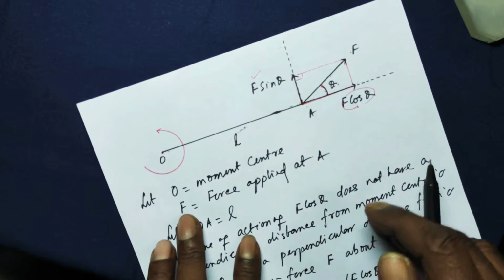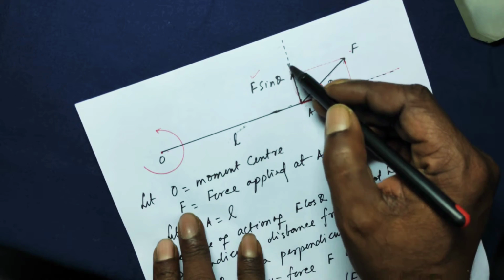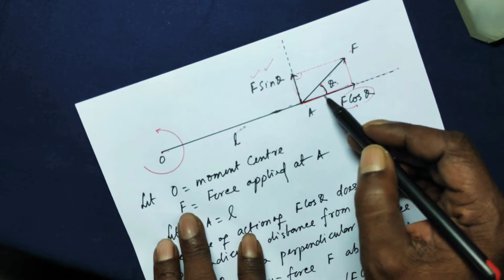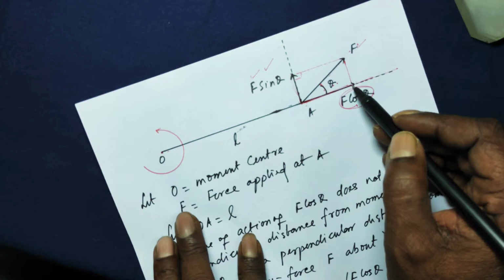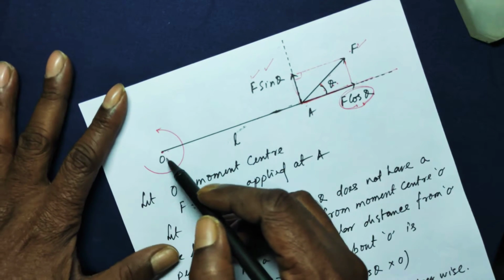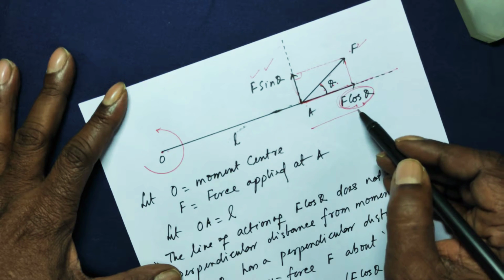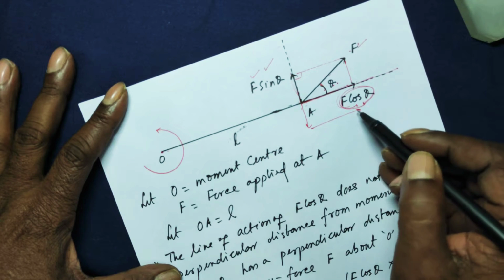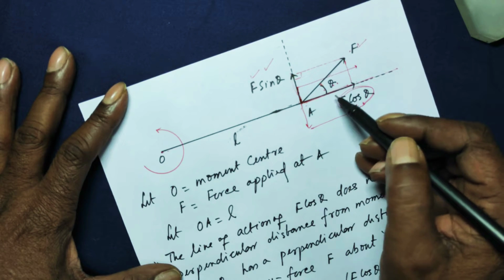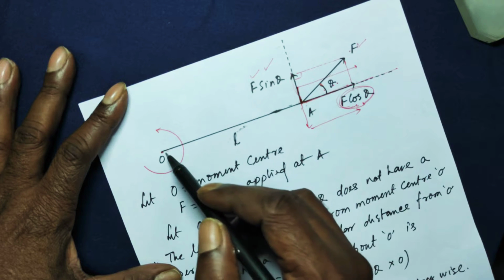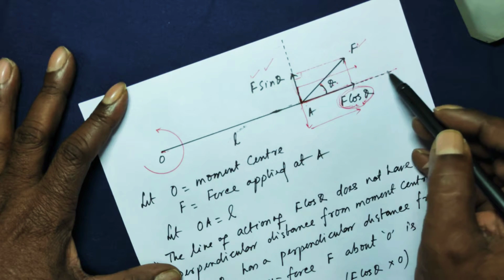So what you have to visualize here is F cos theta. This is the line of action of F cos theta. This is the line of action of F sin theta. Now the line of action of F cos theta, which is a component of F, doesn't have a perpendicular distance from O. It is along the same line. Had F cos theta been here, then this would have been the perpendicular distance. Since F cos theta when joined with O, they fall along the same line.